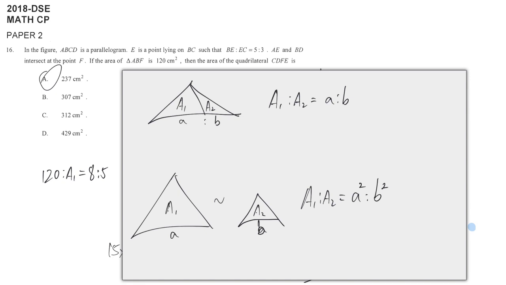So make sure you know the difference. This one, the height has no difference. This one, not only is the base different, but the height also has the same ratio as the base ratio. So this is a squared to b squared.